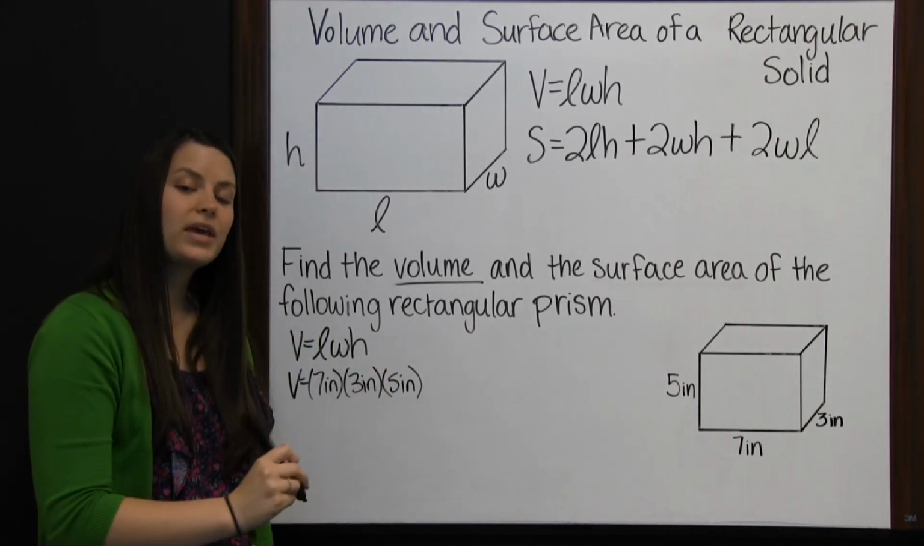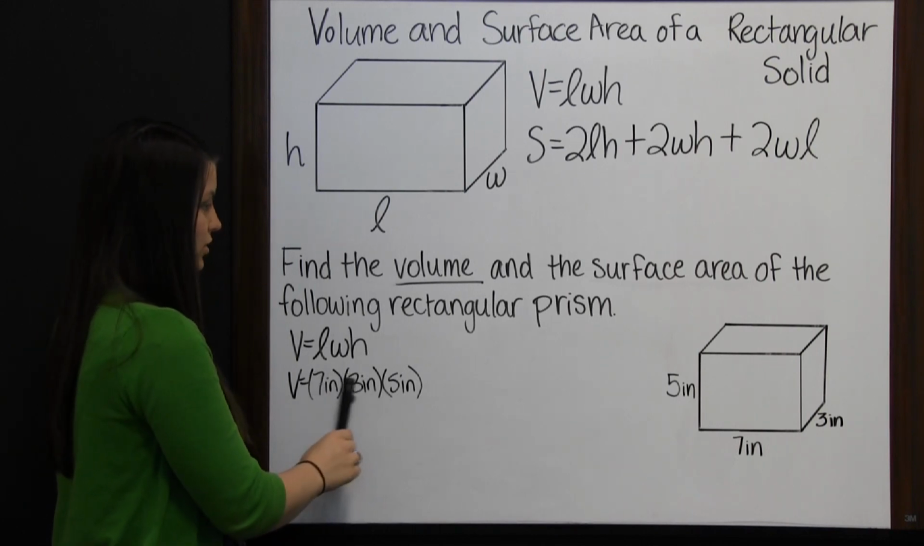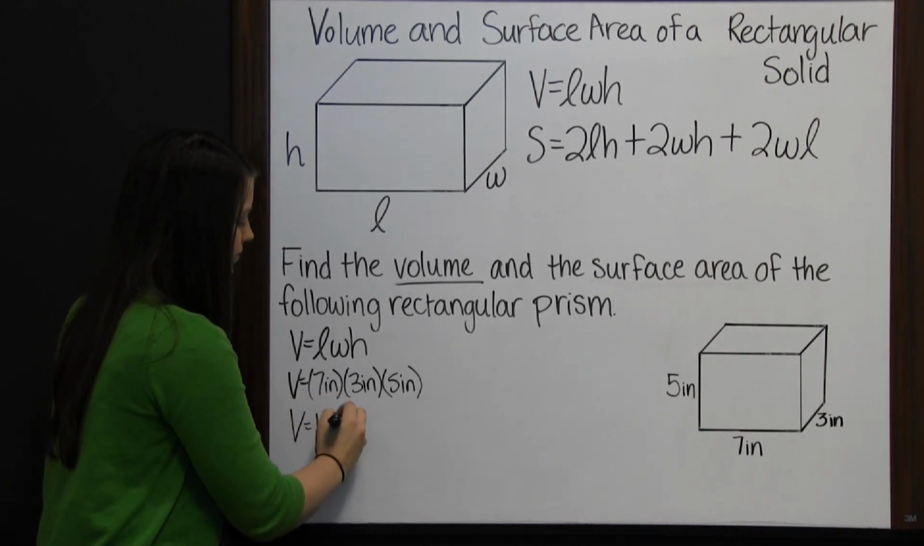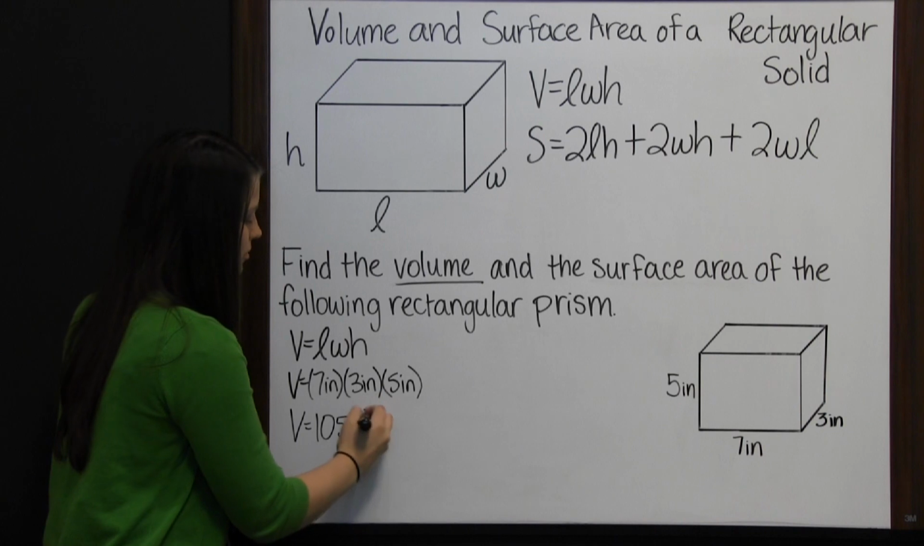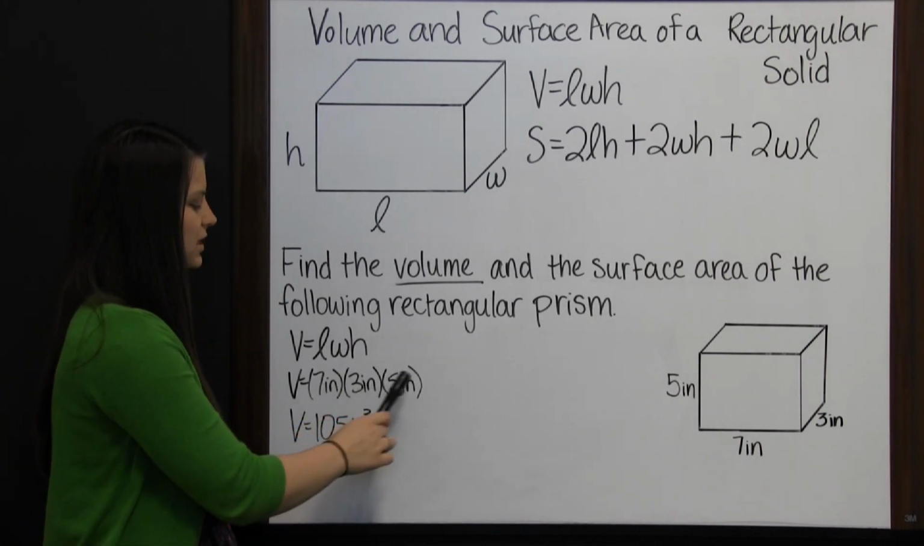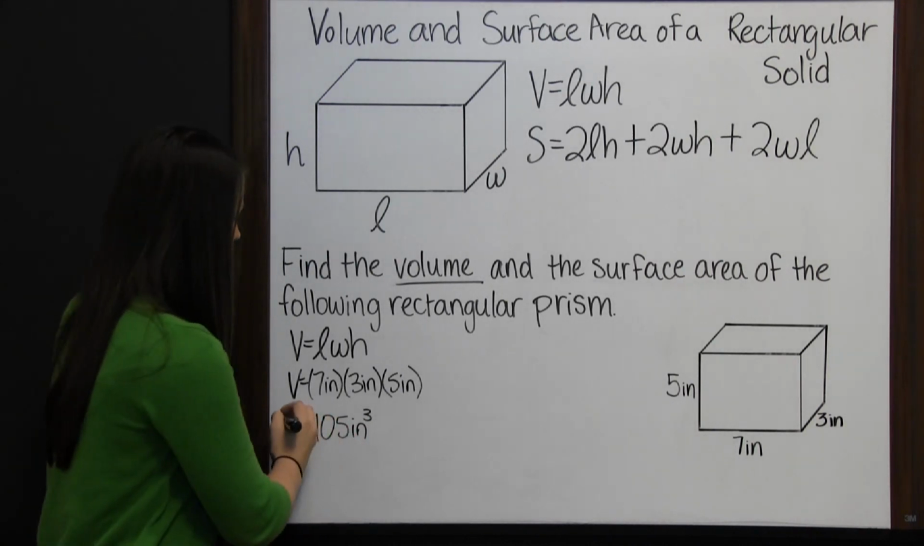7 inches times 3 inches is 21 inches squared. 21 inches squared times 5 inches is 105 inches cubed. And that cubic unit, again, came from multiplying inches times inches times inches. And volume will always be in cubic units.